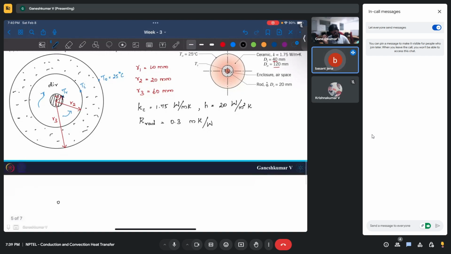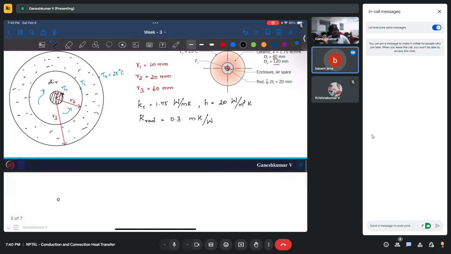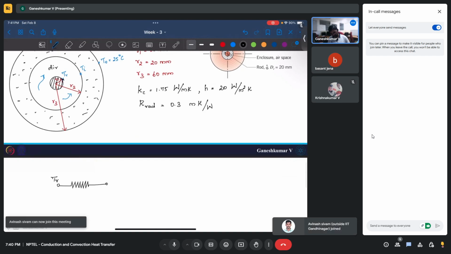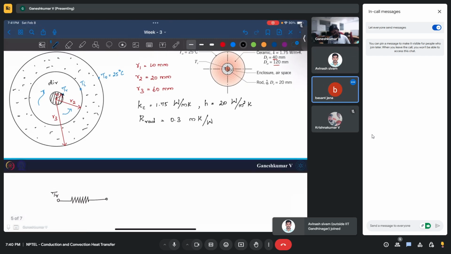The surface temperature of the rod is asked, basically. So from TR only we need to draw the circuit. So this will be TR. From TR, what will be the first resistance, to Ti? What are the resistances you have in between?